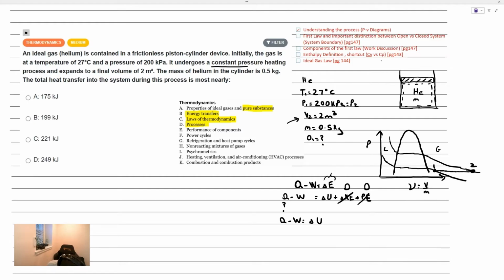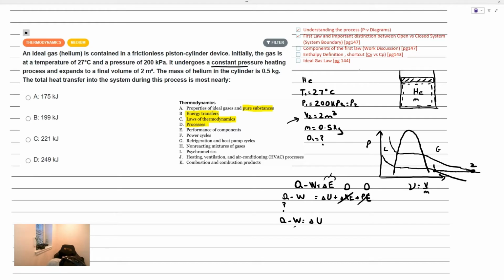And if we think about some of the components of the first law, I'm going to check off this box up here. We discussed the idea of system boundary, and the distinction between open and closed system. If we look at some of the components contained in the first law, we have heat transfer, that's what we're looking for. And then we have work.